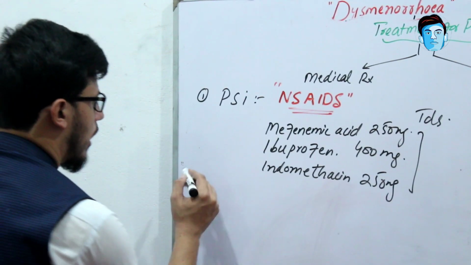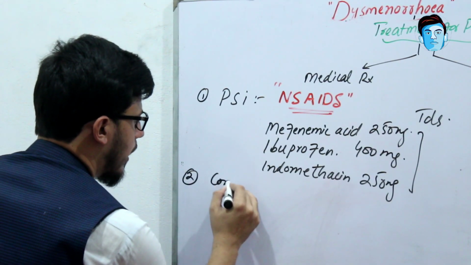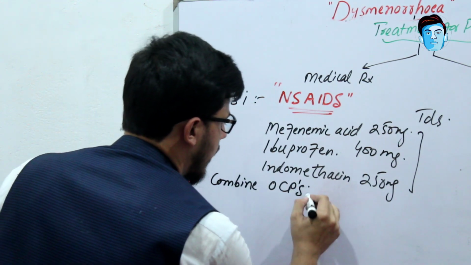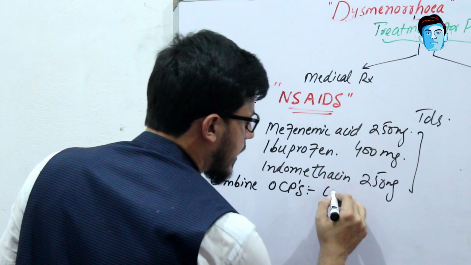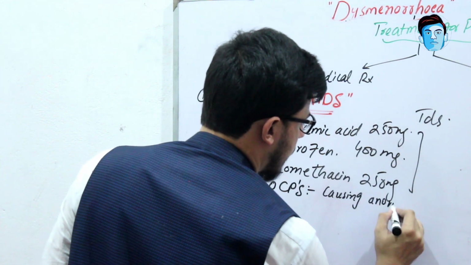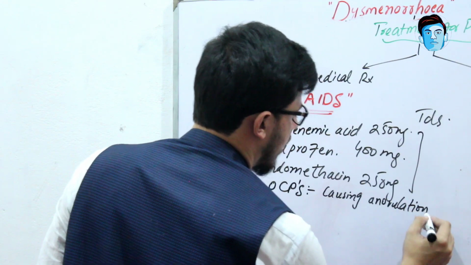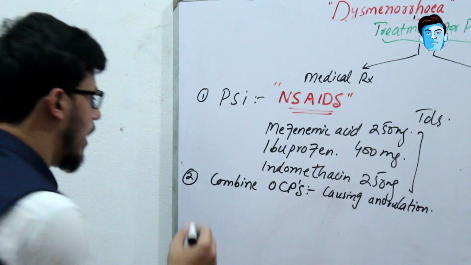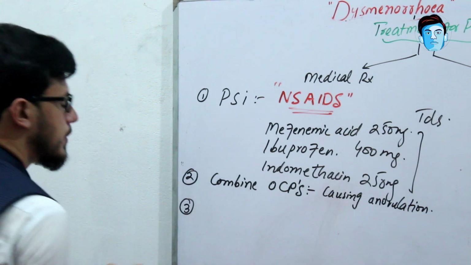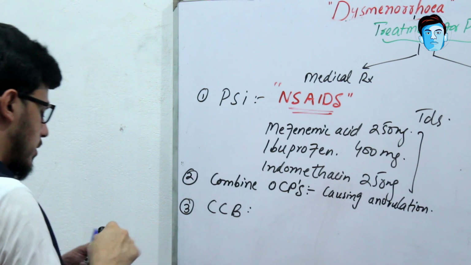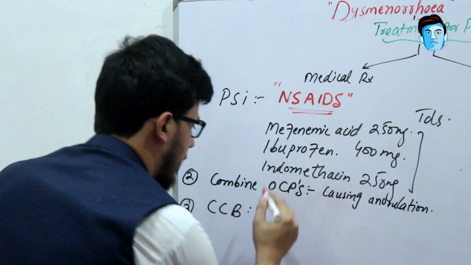Now, another option is combined oral contraceptive pills. Actually, it relieves the symptoms by causing anovulation. So you have to give combined oral contraceptive pills as well. The other option is calcium channel blockers. Out of calcium channel blockers, you have to give nifedipine.